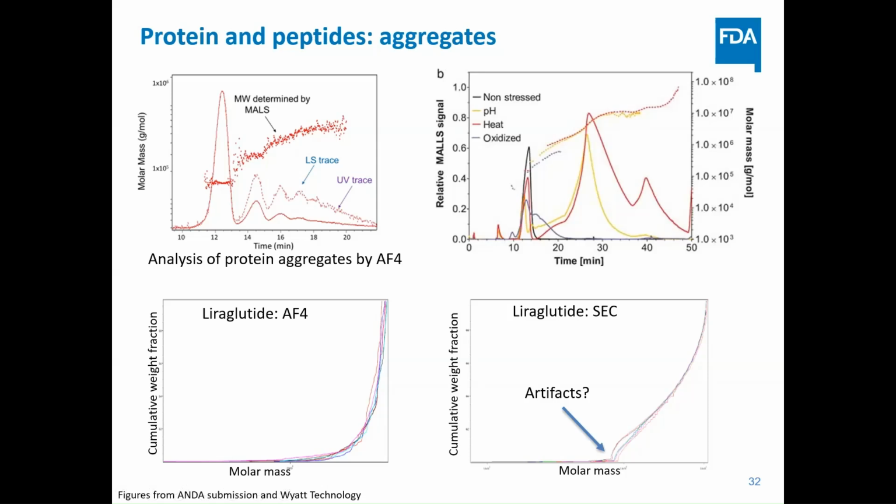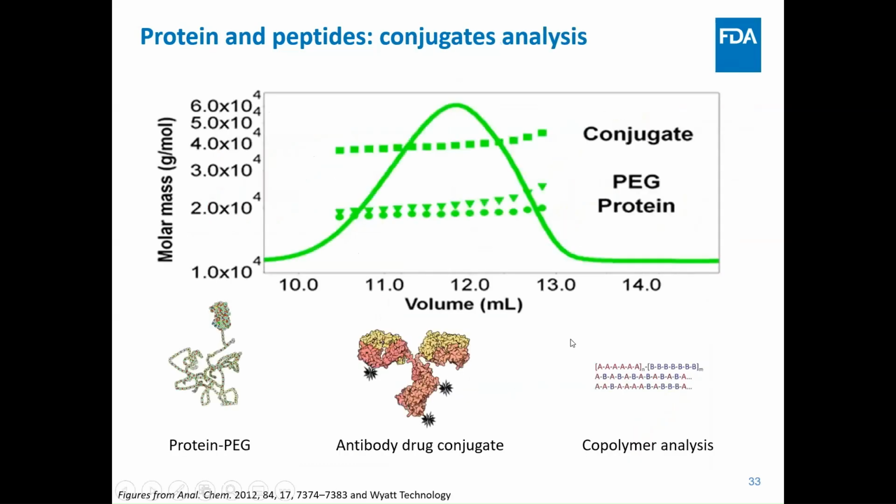So in that case, we may wonder whether the similarity or difference between the generic product and the RLD is due to the nature of the sample or due to artifacts during analysis. When SEC shows some limitation, AF4 can be used as a primary method. And if SEC is proven to be sufficient in analyzing this type of sample, we still can use AF4 as an orthogonal method to provide supporting information to SEC.